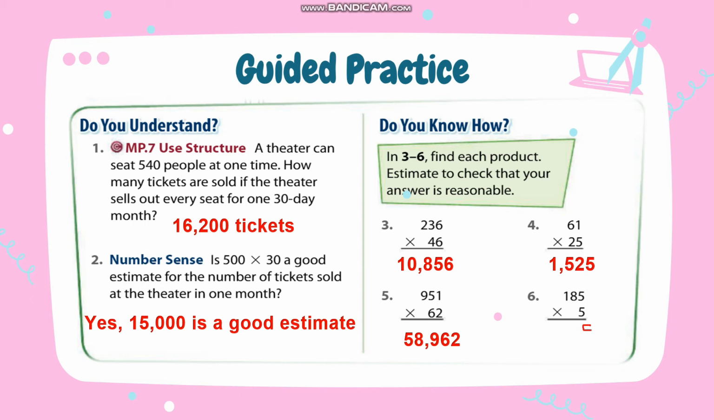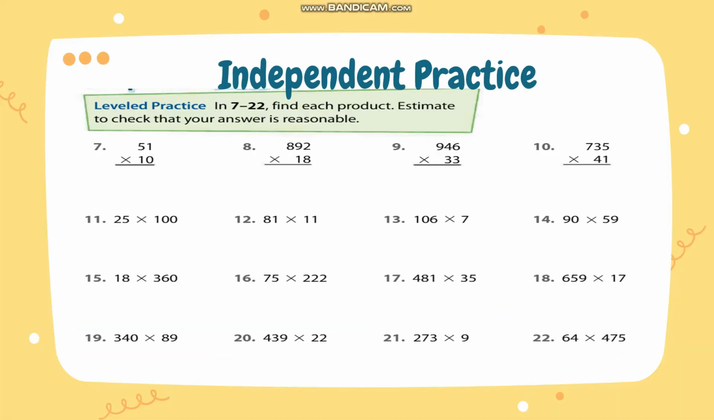5 times 5 is 25, regroup 2. 5 times 8 is 40 plus 2 is 42, regroup 4. 5 times 1 is 5 plus 4 is 9. So the answer is 925. Now it's your turn. Pause the video and answer the following questions.